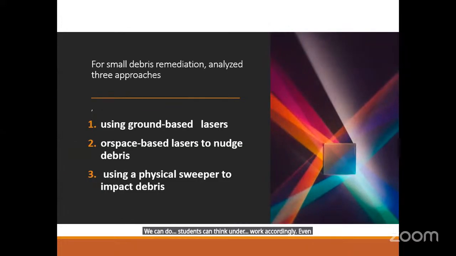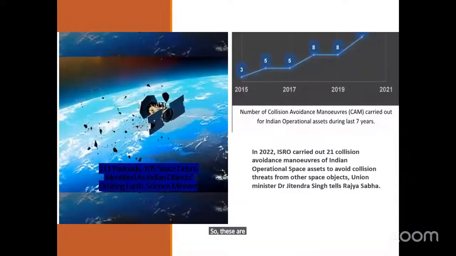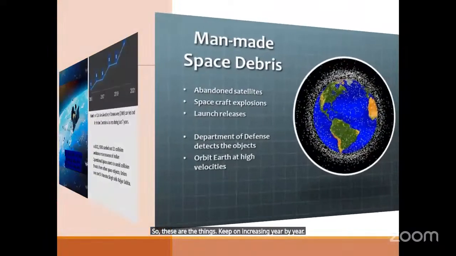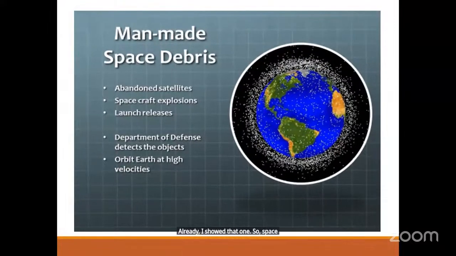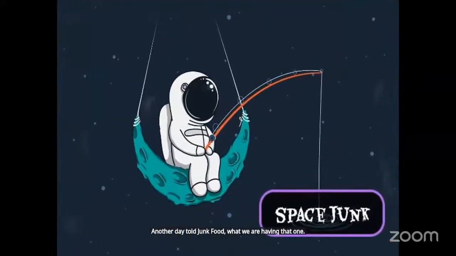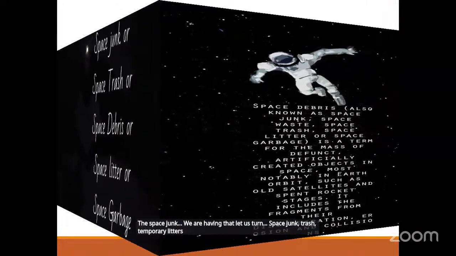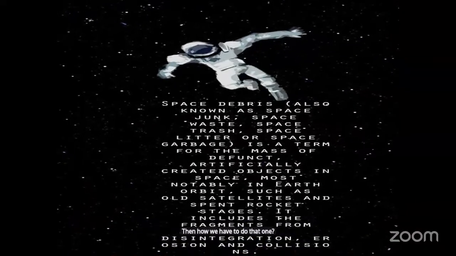Even small debris to large debris. For small debris we can use ground-based lasers or space-based lasers, and physical sweeping is also a possibility. Small things are easy to sweep and easy to capture. So these things keep on increasing year by year, as I already showed. So for space debris, we have that technology. I already told you about junk. The space junk, the latest term, includes trash, debris, litter and garbage. Then how do we rectify that?